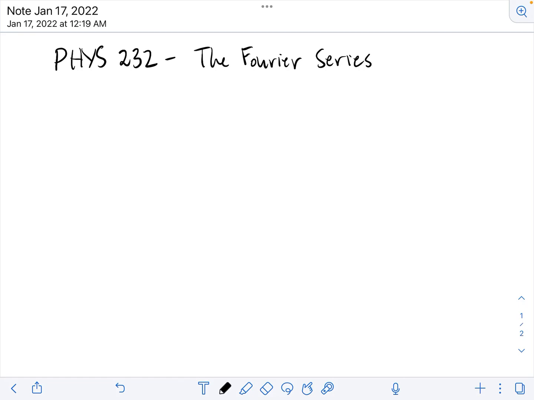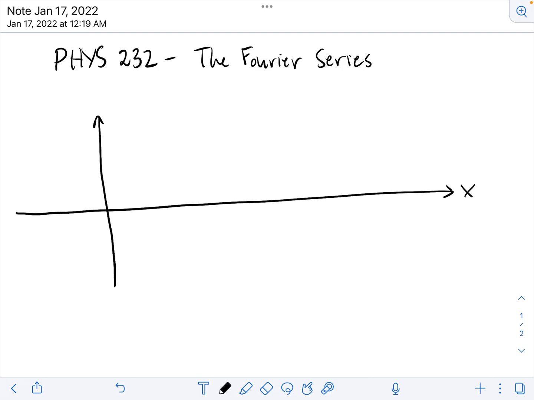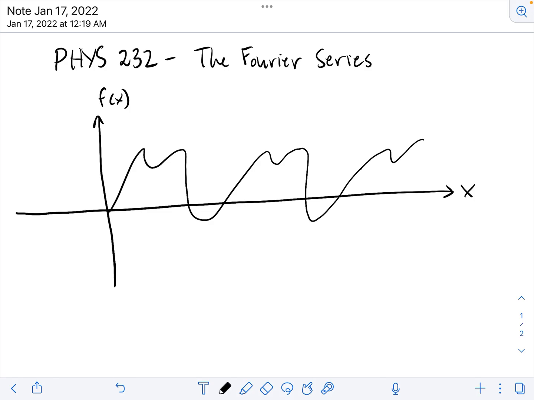First off, we should review what the objective of Fourier series is. What I want to imagine is a periodic function. So I'll plot some function of x, and this f of x is periodic in x. It doesn't really matter what it looks like as long as it's periodic. I can't draw it perfectly, but you get the point. It'll be periodic for negative values of x as well.